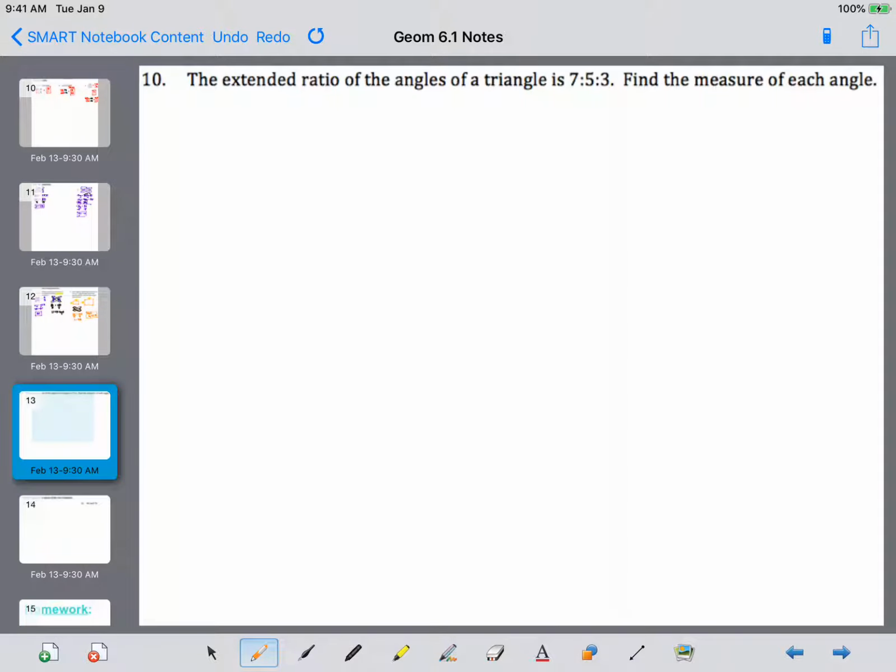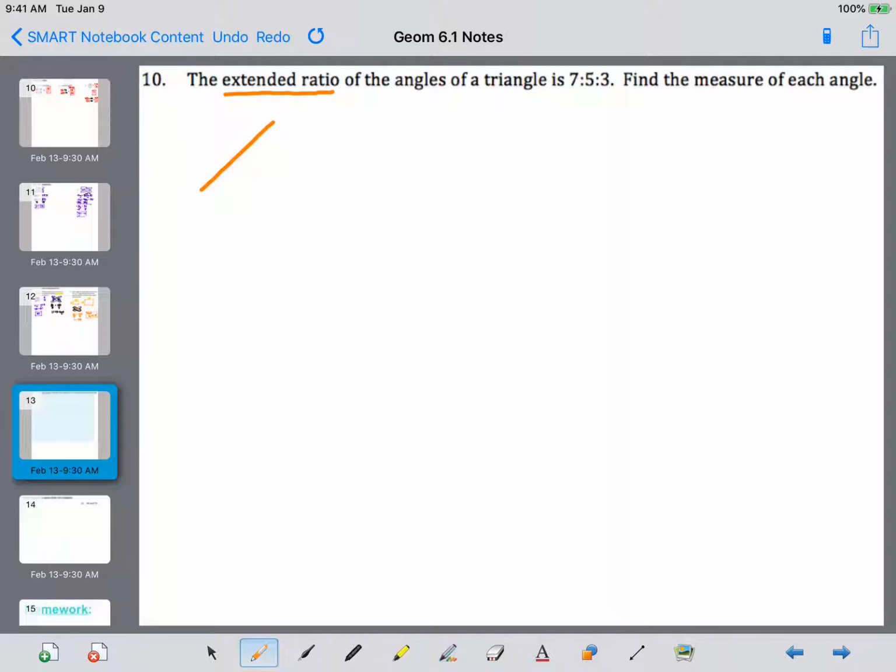All right, let's go ahead and turn to the next page here. We're going to look at a geometry example. So an extended ratio is just a ratio of more than two things. So you could have 3, 4, 5, 6, whatever. But we have an extended ratio of the angles of a triangle is 7 to 5 to 3. Find the measure of each angle.